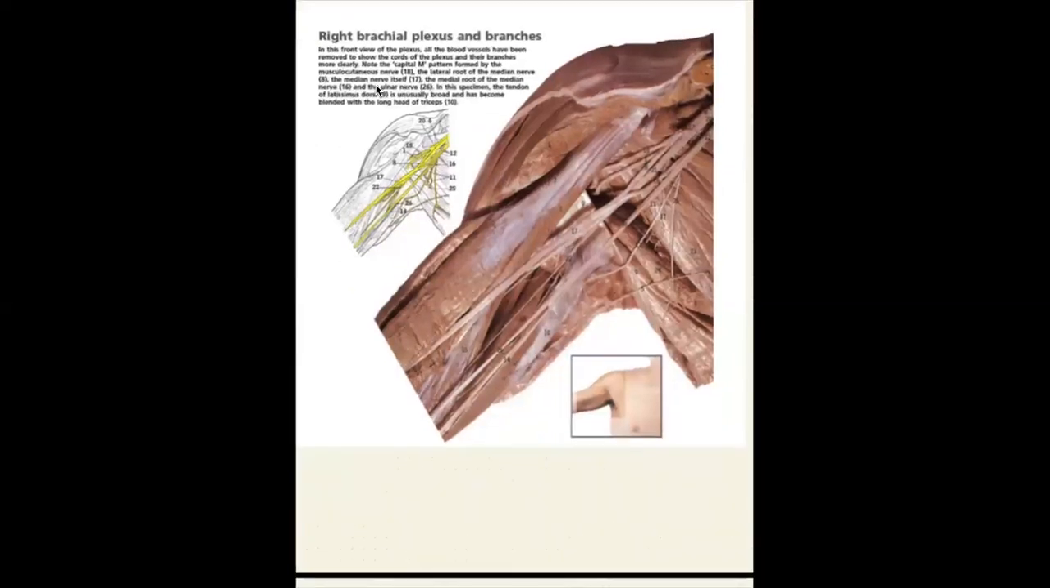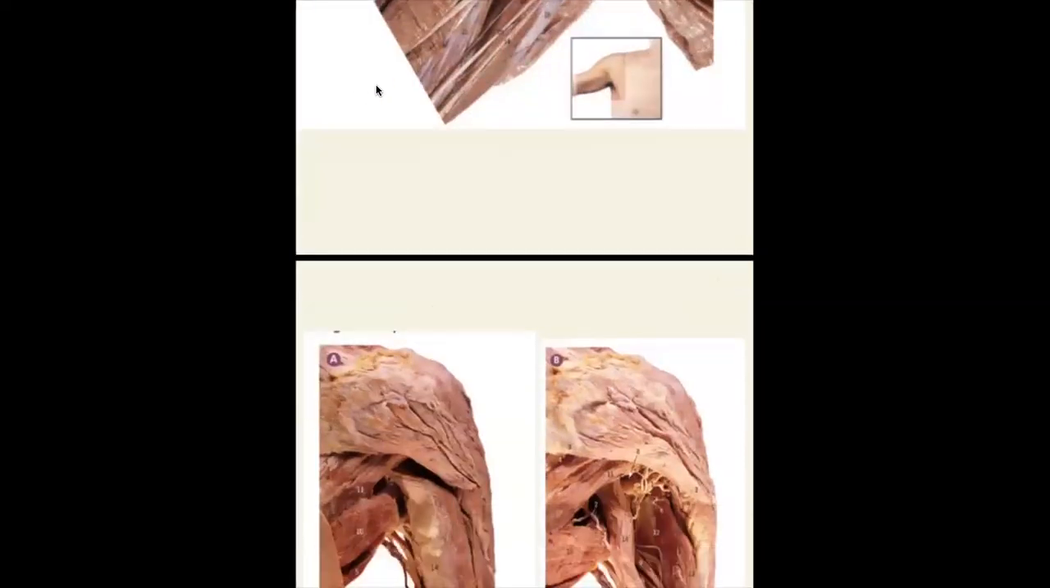Could you tell me which is number 21? Number 21 is the posterior cord, so that is the radial nerve. Could you tell me the root value of the radial nerve? It's C5, C6, C7, C8, T1. Okay, C5 to T1. Very good.